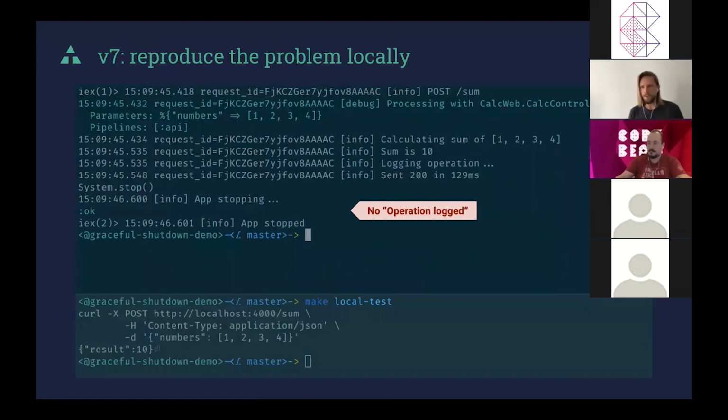Let's solve it. We have all the knowledge now. So let's reproduce the problem locally, and it's very easy because the task, after it sent the message, should log operation logged, and it didn't, right? Up stopping, and we just stopped.